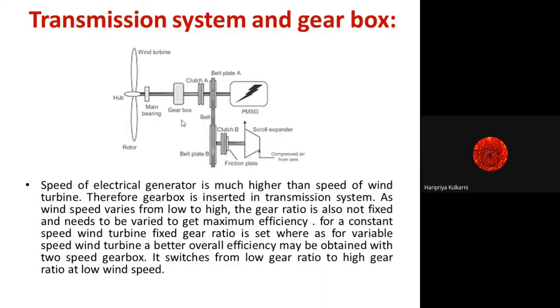Let us see what we have studied. The speed of the electrical generator is much higher than the speed of a wind turbine. That's why we need to change the ratio of the gear, and accordingly we can adjust the speed required by the generator even though we have less speed. Therefore, a gearbox is inserted in the transmission system. As wind speed varies from low to high, the gear ratio is also not fixed and needs to be varied to get the maximum efficiency.